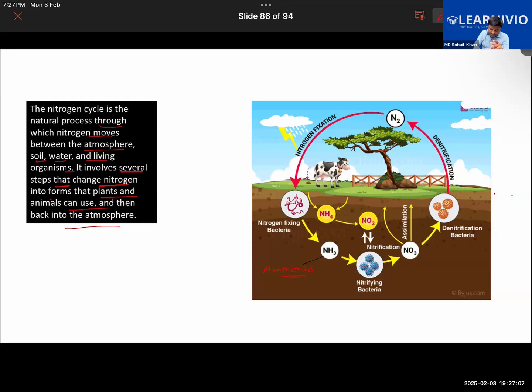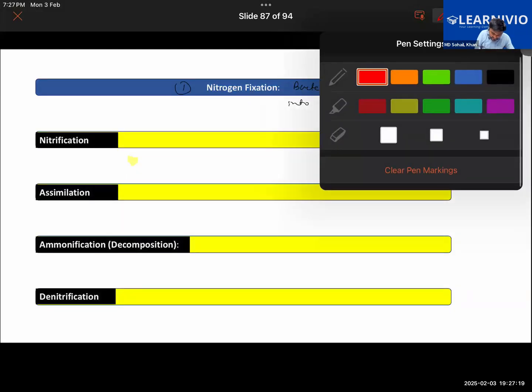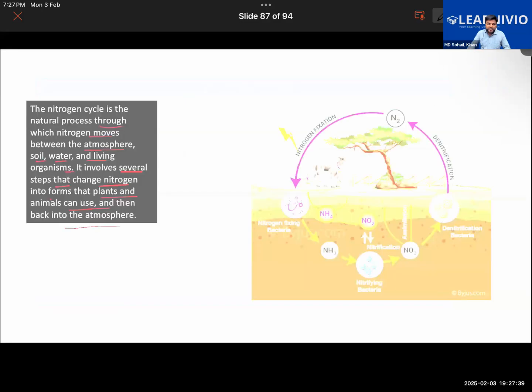So we're saying that this right over here is nitrite, and this right here is nitrate. So in nitrification, we are seeing that nitrifying bacteria convert ammonia into nitrates and nitrites. That is the process of nitrification.